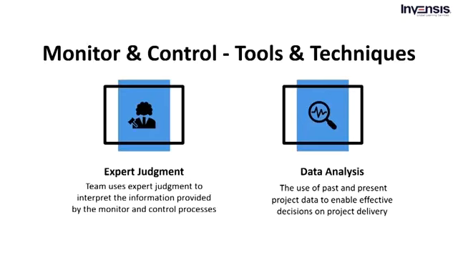The next important tool is data analysis. It is the process that uses past and present project data to enable effective decisions on project delivery. There are 6 types of data analysis techniques. We will discuss each of these in detail. Firstly, we have alternatives analysis. It is used to select corrective actions or a combination of corrective actions and precautions to be taken in the event of a deviation in the project management process.